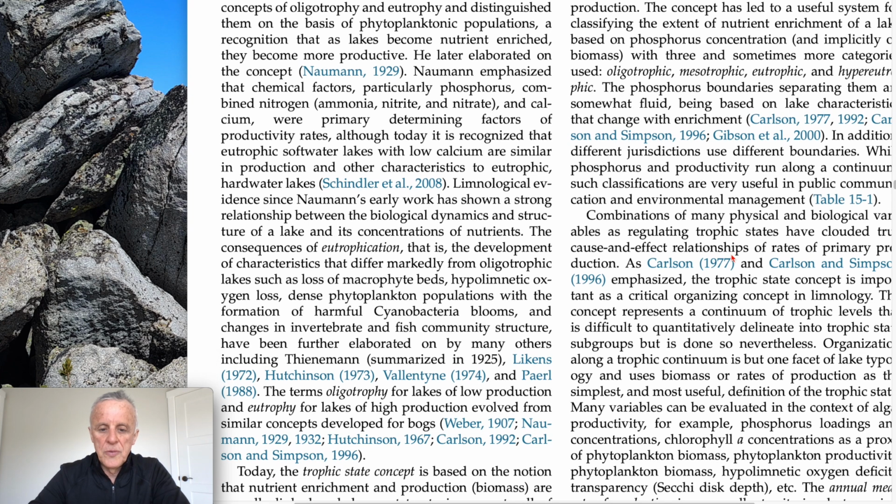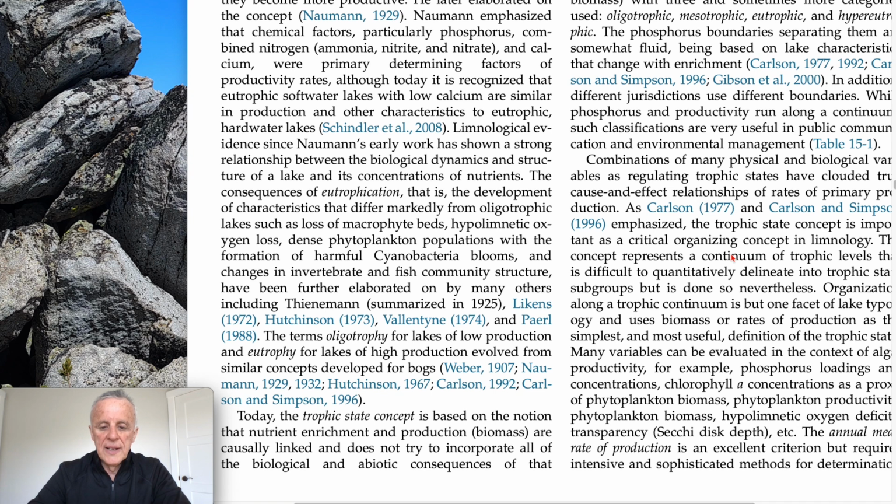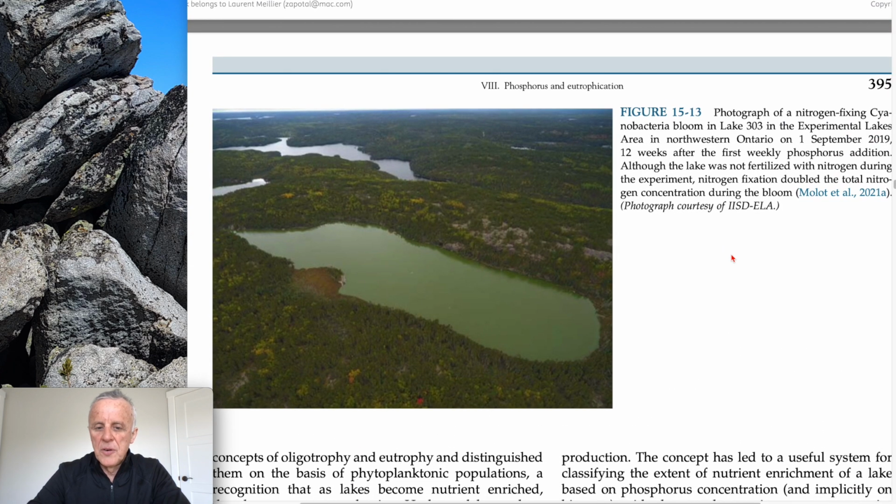The consequences of eutrophication, that is the development of characteristics that differ markedly from oligotrophic lakes, such as loss of macrophyte beds, hypolimnetic oxygen loss, dense phytoplankton populations with the formation of harmful cyanobacteria blooms, and changes in invertebrate and fish community structure, have been further elaborated on by many others, including Thienemann. The terms oligotrophy for lakes of low production and eutrophy for lakes of high production evolved from similar concepts developed for bogs. So before we move on, let's look at this picture here, Figure 15-13.